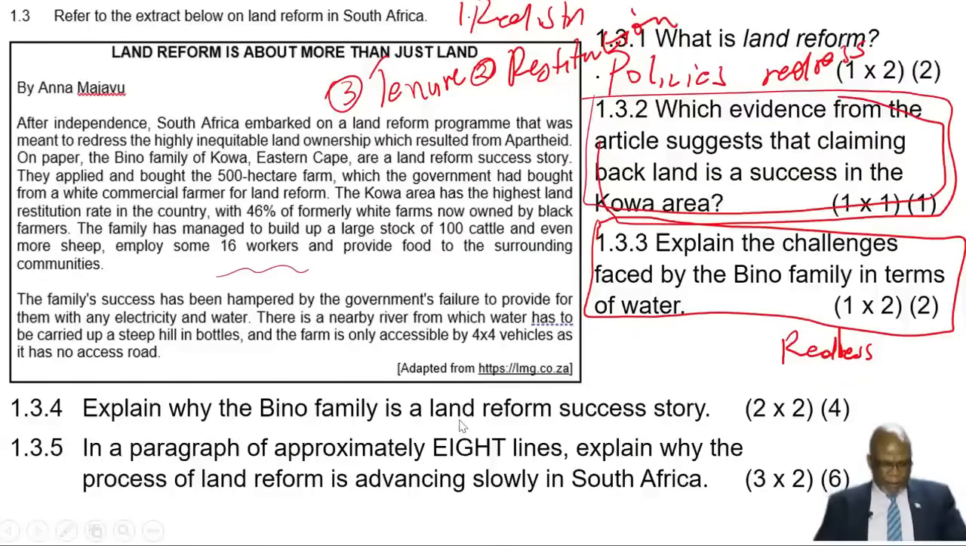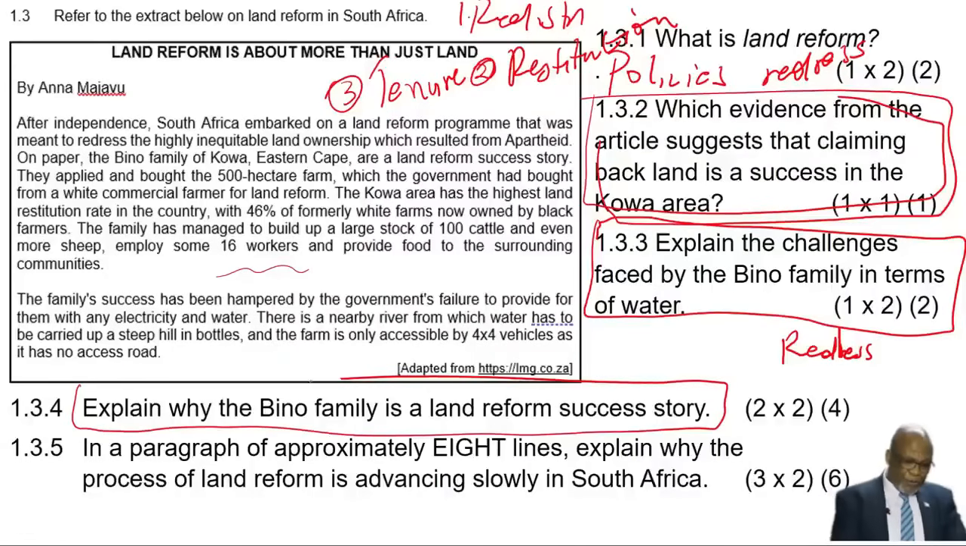Explain why the Bino family's land reform is a success story. Also, that one refers to the extract. Why is this a success story? It is because they got their land back. So I am going to talk about this one.